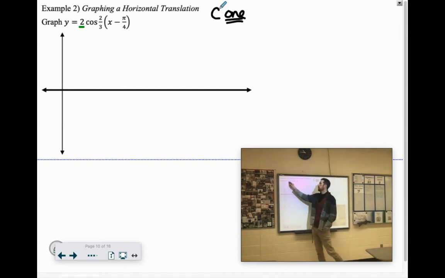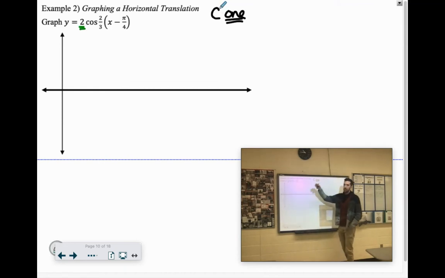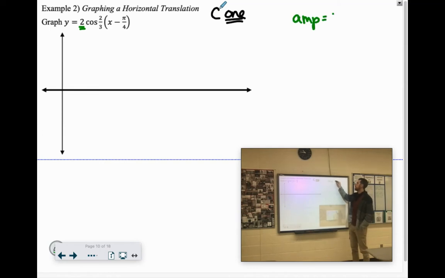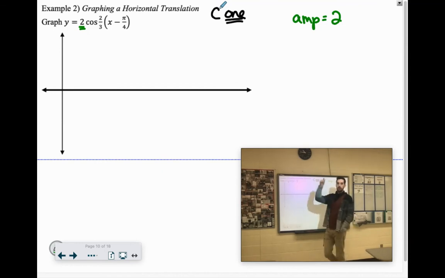We have the 2 in front of the cosine, which means our amplitude is 2, which means instead of going up 1 and down 1 from the center, you're going to go up 2 and down 2 from the center.